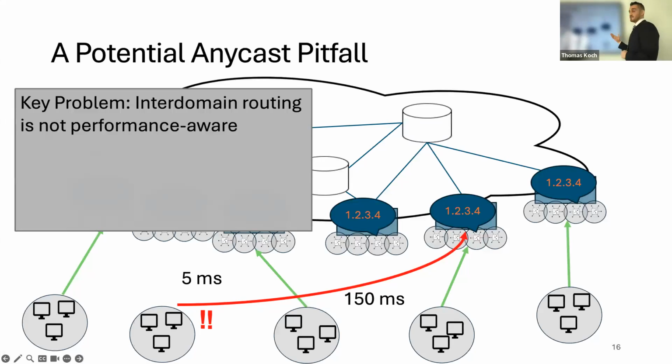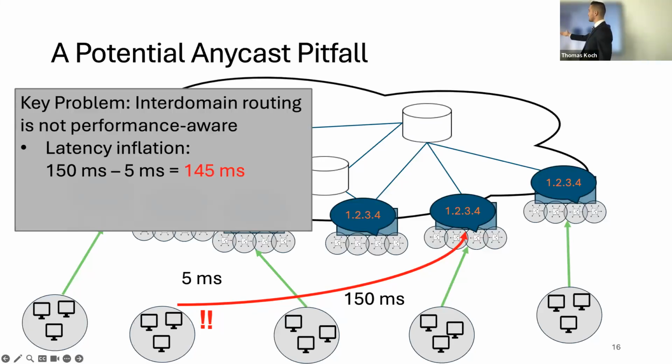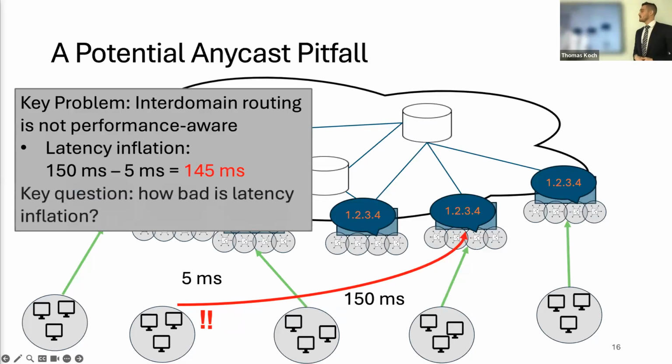We can quantify this inefficiency with a metric that I'm going to call latency inflation. Latency inflation is just what you're getting, 150 milliseconds, minus what you could get, 5 milliseconds. So 145 milliseconds of latency inflation here. So in assessing how good this strategy of advertising addresses, Anycast, is, what we really want to see is, how bad is latency inflation? How often does this occur? If it never occurs, it's not a problem and Anycast is fine.